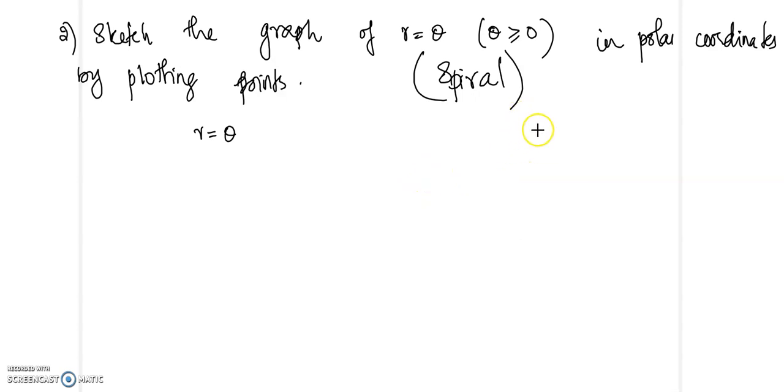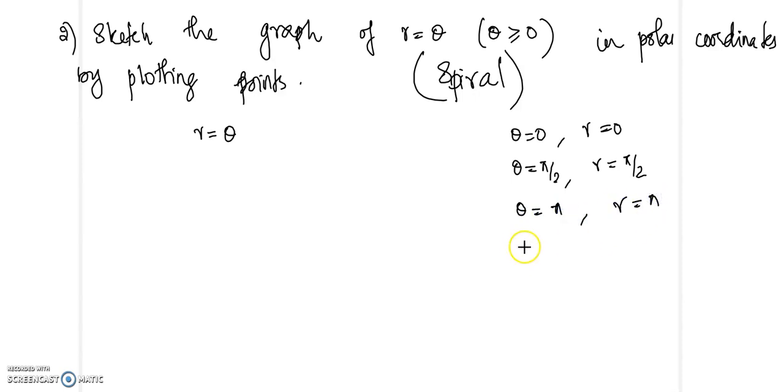So let us look at a few points. So when theta is equal to 0, r is 0, and when theta is pi by 2, r is pi by 2, and when theta is equal to pi, r value is pi, when theta is 3 pi by 2, r is again equal to 3 pi by 2, and when theta is equal to 2 pi, r is equal to 2 pi, and so on.